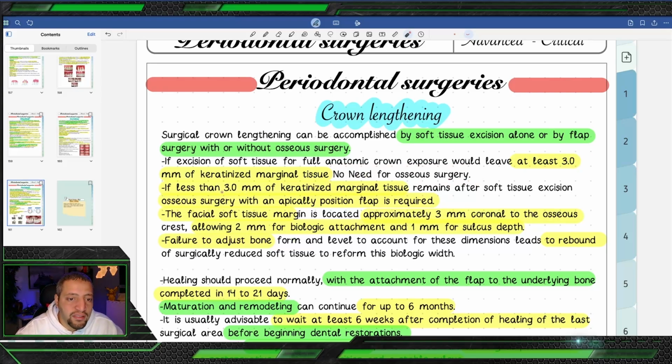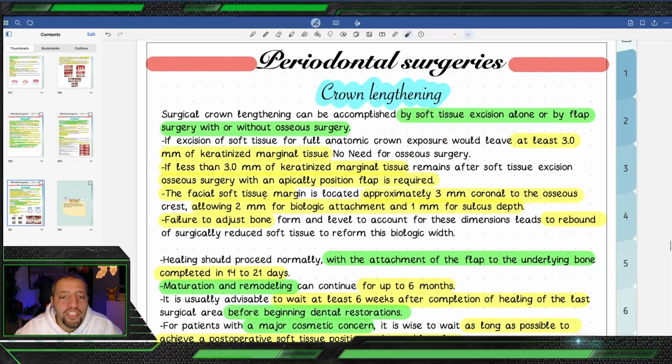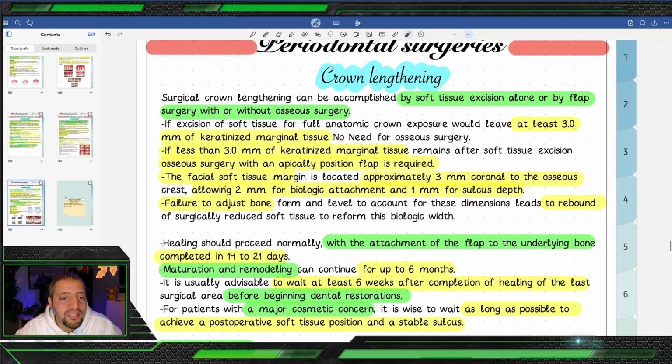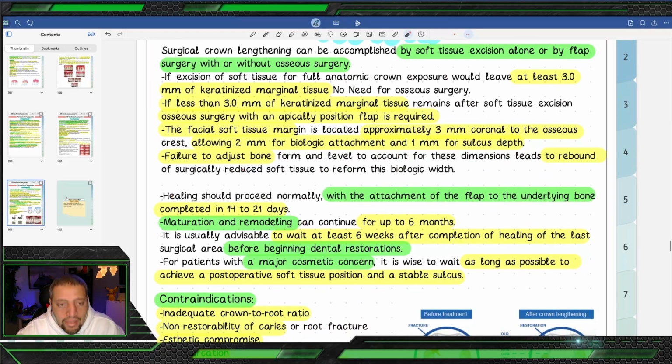But if after this you end up with less than 3 mm, in this case you need to remove the bone, and an apically positioned flap is required. The facial soft tissue margin is located approximately 3 mm coronal to the osseous crest, allowing for the biological width, which is 2 mm, and 1 mm for the sulcus. So this is the end in mind. We would like to have 2 mm for biological width and 1 mm for the soft tissue. So we are going to aim for 3 mm to make sure we have good distance.